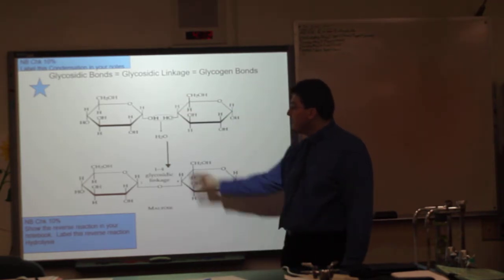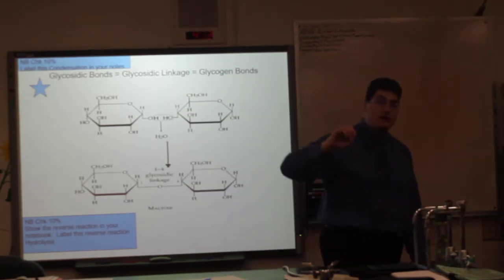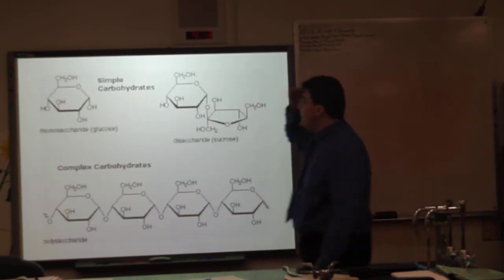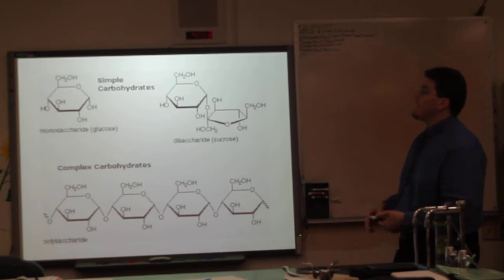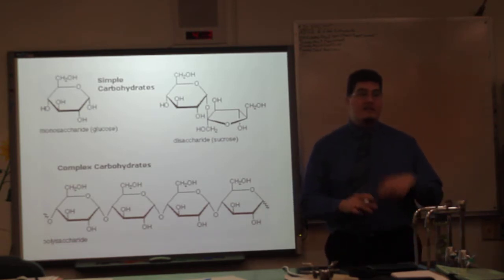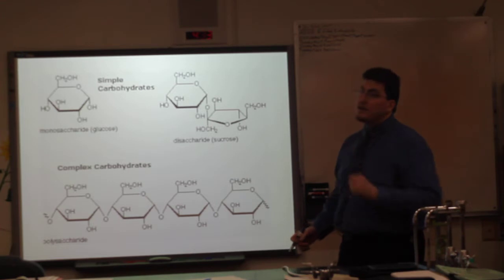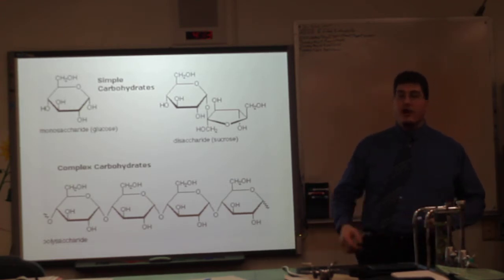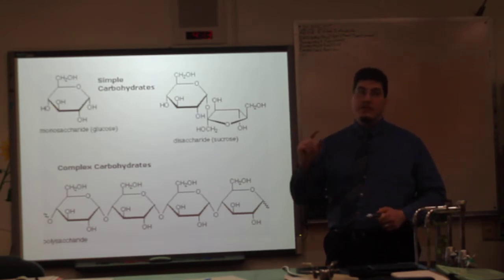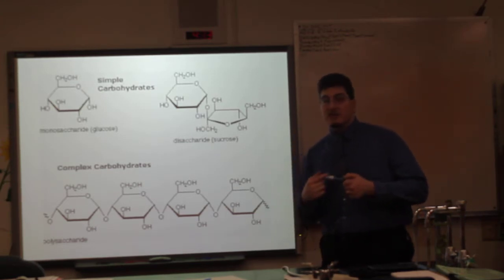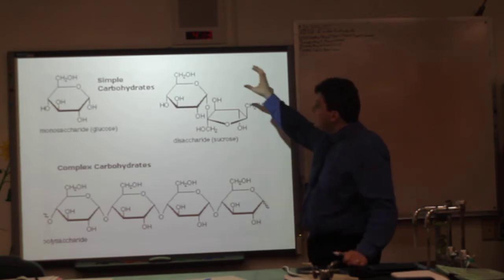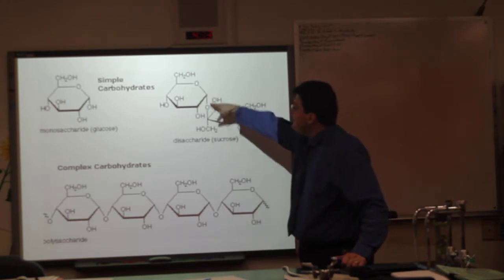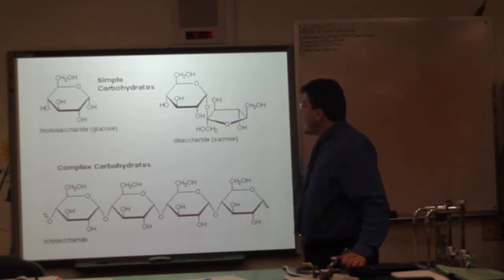Glucose plus glucose yields maltose. Alpha glucose plus alpha glucose yields maltose. So now we have an idea of our simple carbohydrates. Monosaccharides, like glucose, are just 1 carbohydrate unit. A disaccharide, like sucrose, is 2 monosaccharides bound together by a glycosidic bond. So we have glucose and fructose here connected by a glycosidic bond. That becomes a disaccharide.